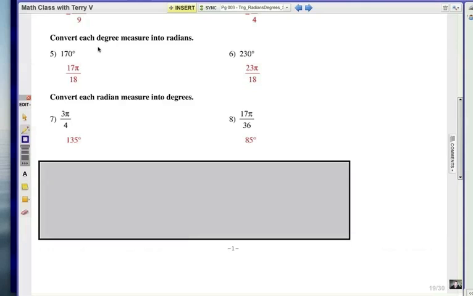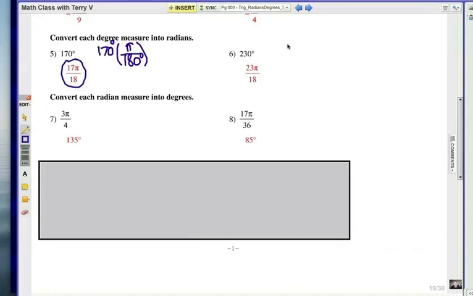All right, let's see how you did. In number 5, you take the degrees and you multiply it by the conversion ratio, which is 180 degrees in the denominator, right? Because the degrees have to cancel out. And what is the same as 180 degrees? Pi, 1 pi. Okay, so by the time we put that together and we simplify, it's going to be 17 pi over 18.